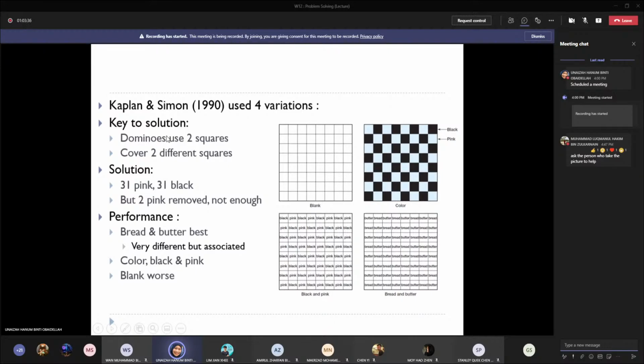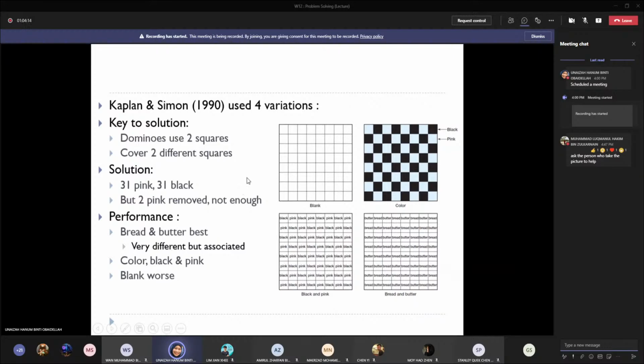So we know that a domino uses 2 squares and comes as a pair, right? It is unlikely for us to break them apart because a piece is basically 2 squares covering 2 different squares. If you put a domino over here, one square will take one color and the other will take a different color. If you remove 2 pinks, then you won't have enough, because the solution needs 31 pink and 31 black, and they come as a pair.